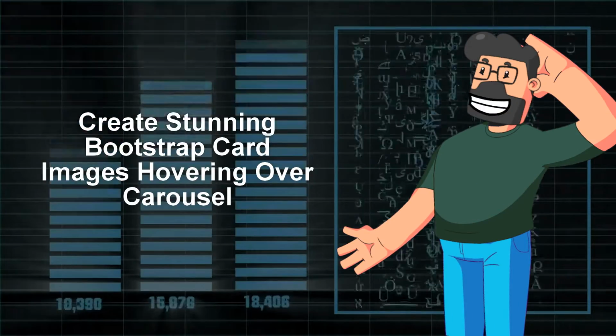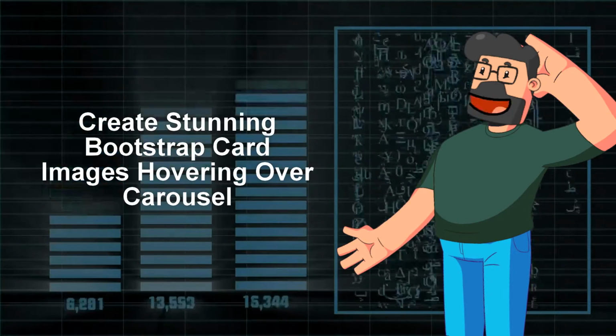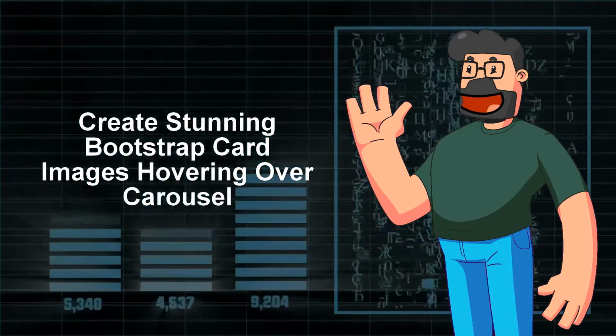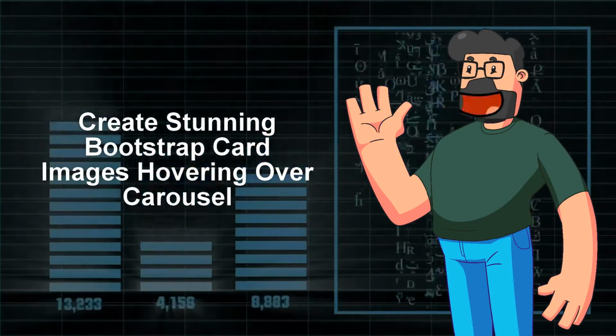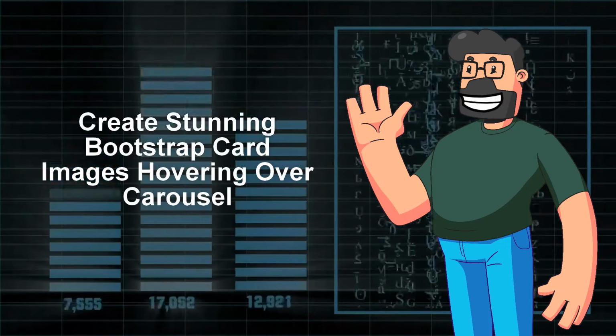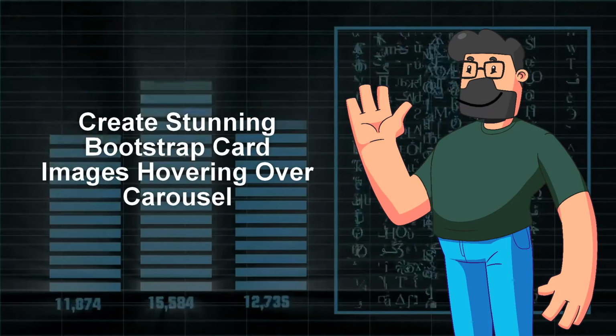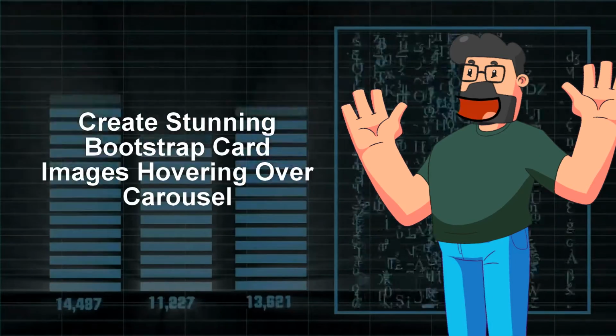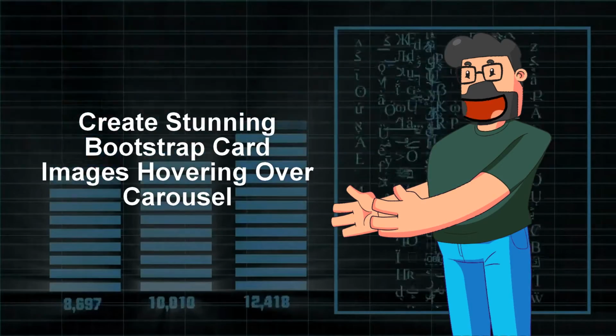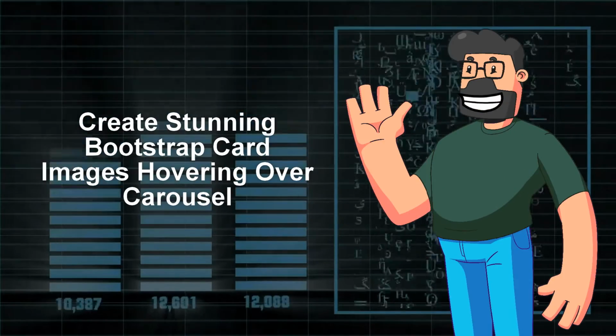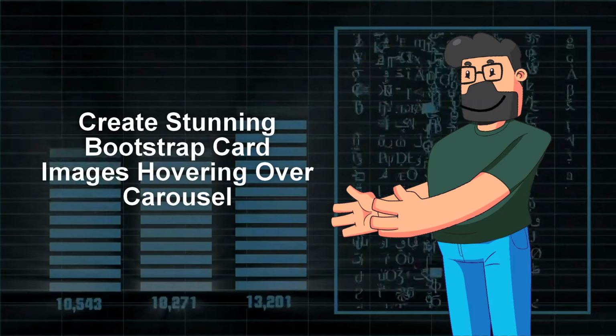Today we're tackling a common problem that many newbies face when working on their websites. The issue at hand is when you have a carousel at the top of your web page and some cards underneath it that you want to magnify upon hovering, but instead of appearing on top of the carousel, they end up getting hidden underneath it. Frustrating, right? Let's dive into the details of this problem.